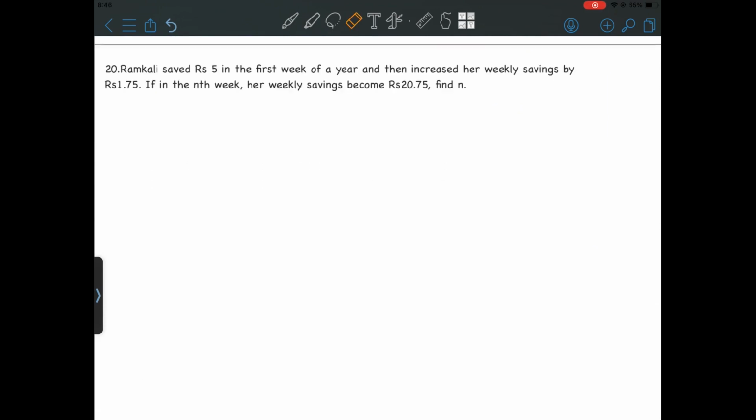This question says, Ramkali saves rupees 5 in the first week and then increases her savings by rupees 1.75, right? If in the nth week her weekly savings become 20.75, find the n. So it is basically an AP, we know that. The first term of this AP will be 5 because it is her first week's saving. And then there is an increment of 1.75. It means that the second term will be 5 plus 1.75, that gives us 6.75, because the common difference is 1.75. And the last term is 20.75 because at last her saving becomes 20.75.